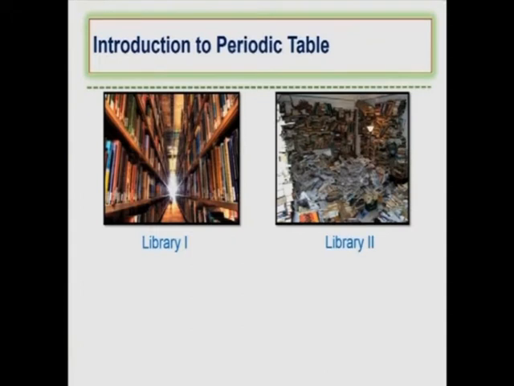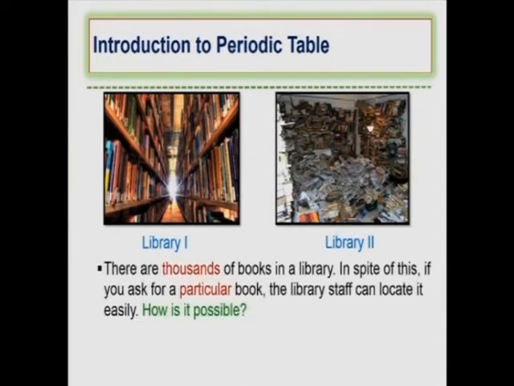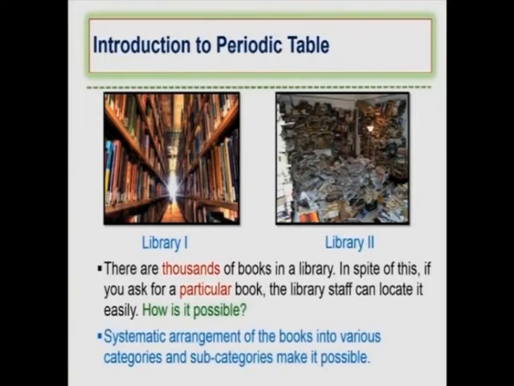So if you were a librarian, working there, and you were asked to pick a particular book, from which library, library 1 or library 2, do you think you can pick that particular book very easily? Yes, obviously it will be library 1, because, as you have observed, it has been systematically arranged. Everything is categorized very properly.